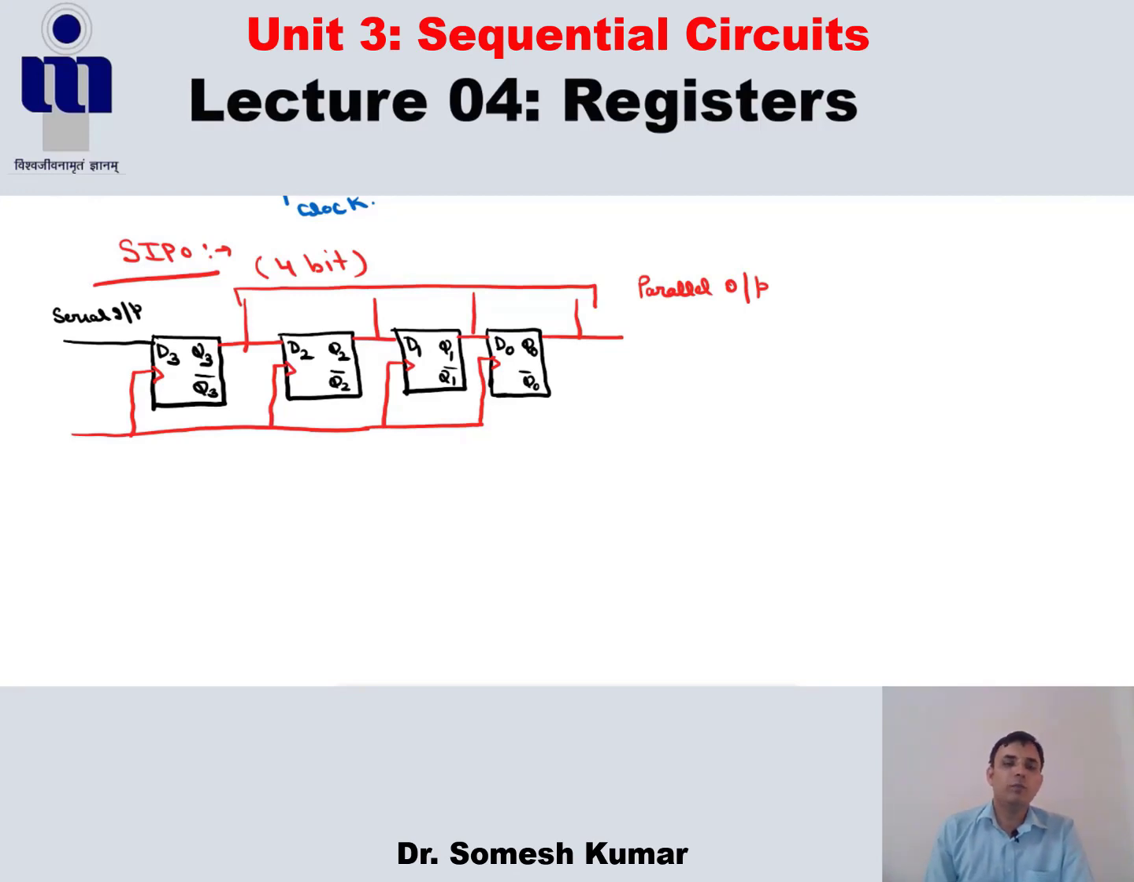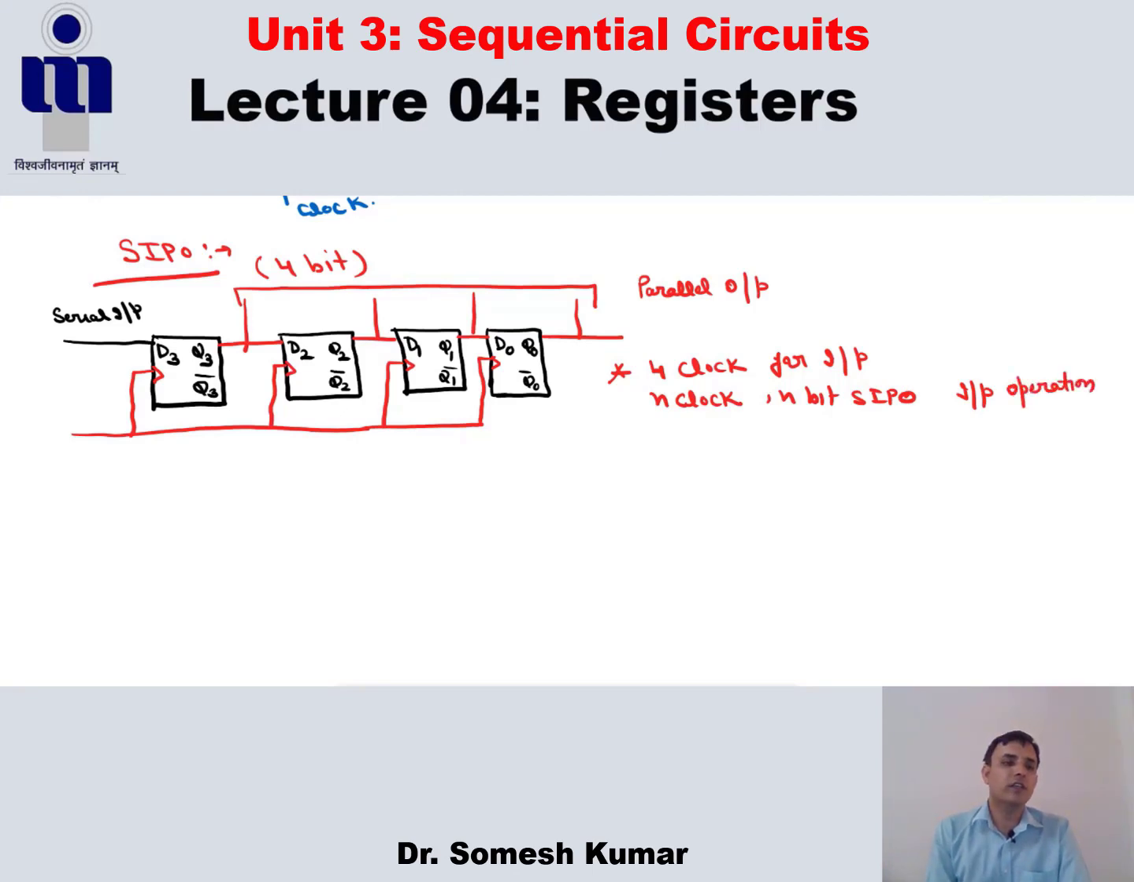Here, how many clock cycles are needed for the input operation, similar to the SISO? Because the input is given serially, similar to the SISO, here 4 clock cycles are needed for the input operation. So for n bits, how many clock cycles? n clock cycles are needed for the n-bit SIPO input operation. Fine.